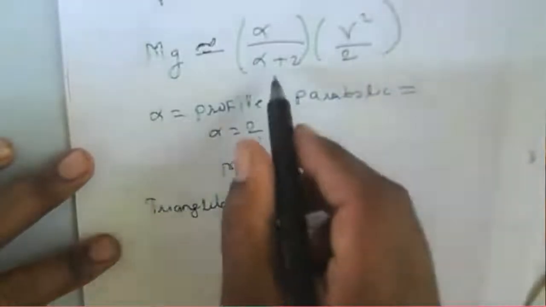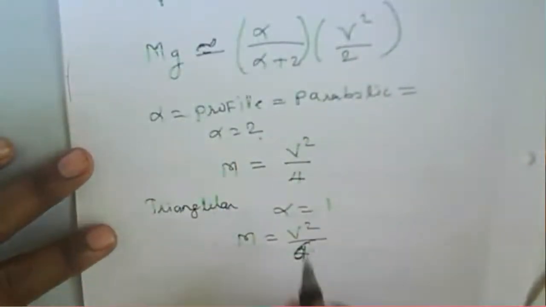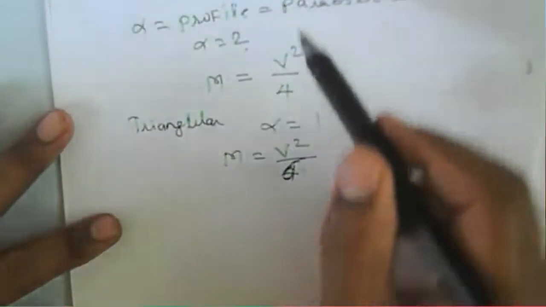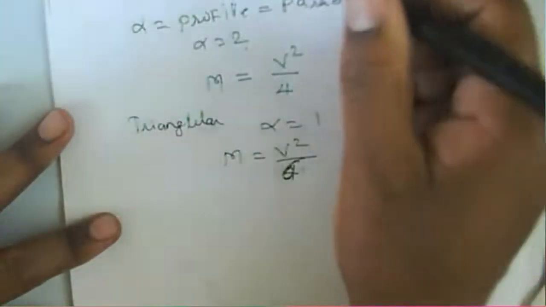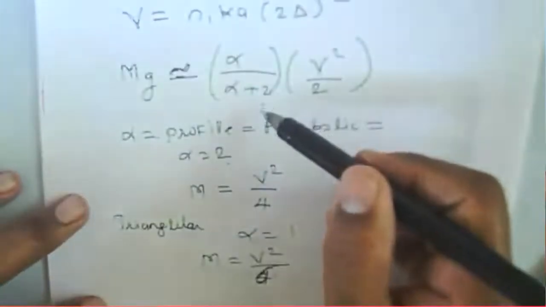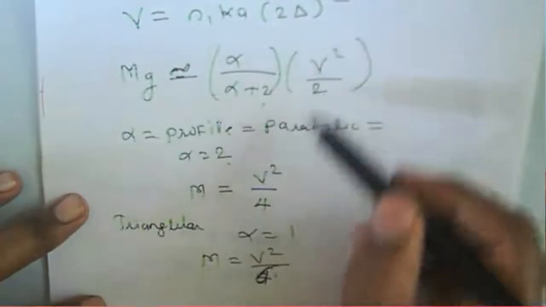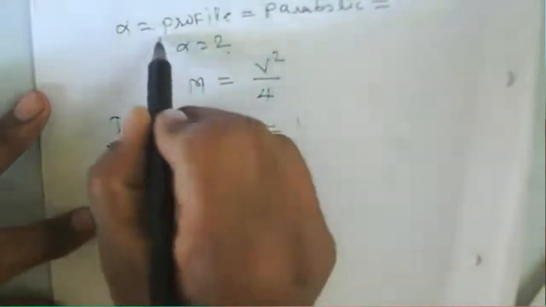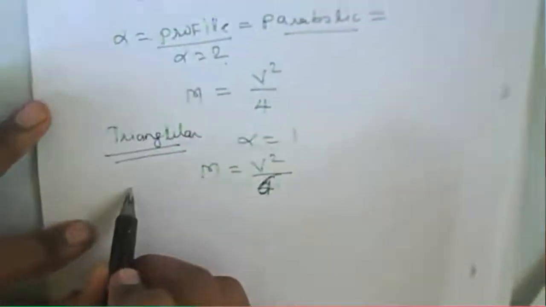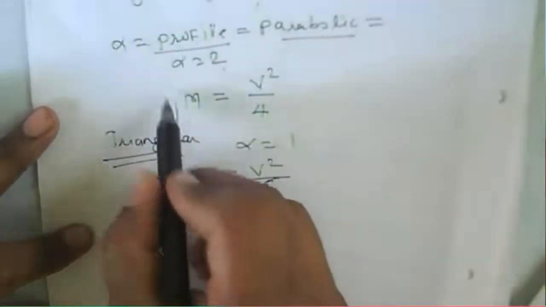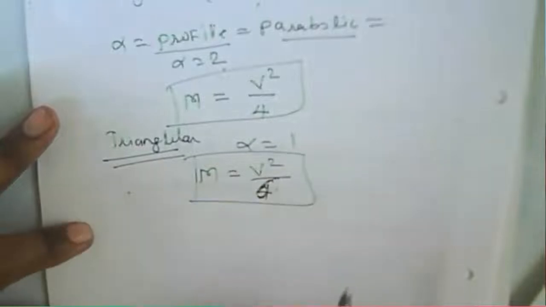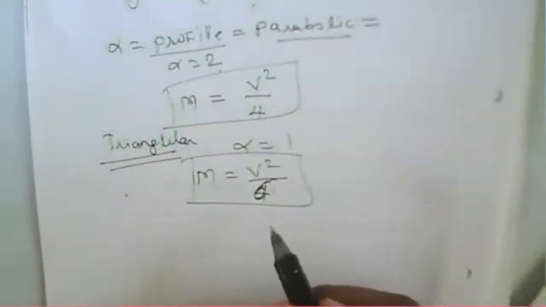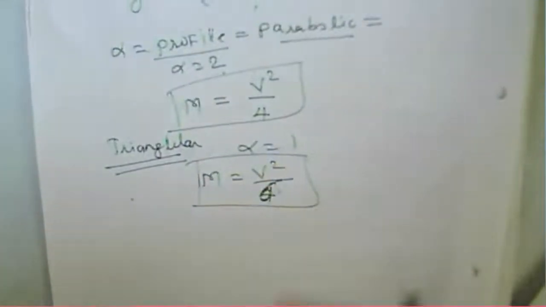Okay, now we can calculate that if alpha is equal to 1, this will be 1 by 3; 3 into 2 is 6, so M is V square by 6. So there is a difference in the profile, whether it is parabolic or triangular, and the number of modes is different. The number of modes achieved by this gradient fiber is different. So we can consider whether it will be a single mode fiber or a multimode fiber.